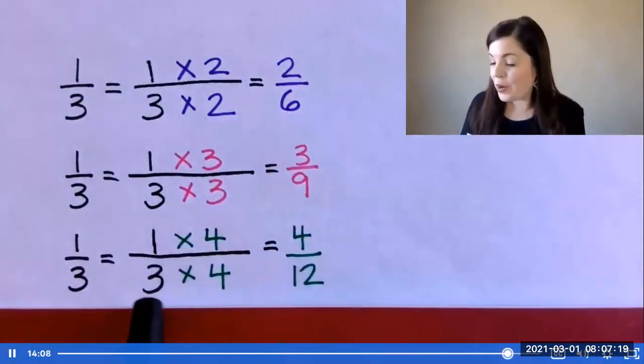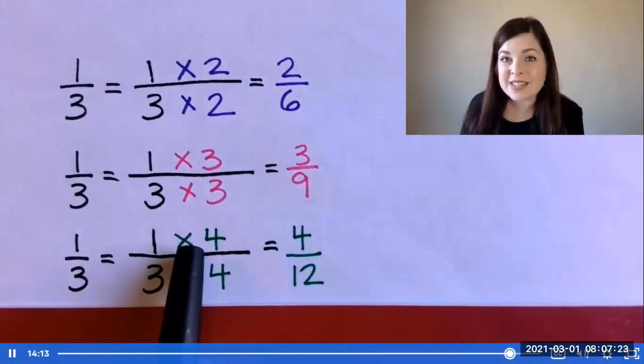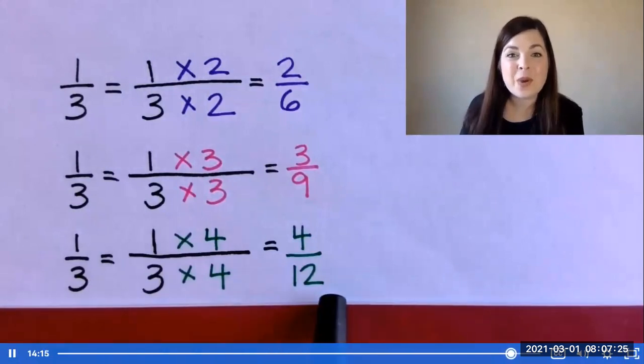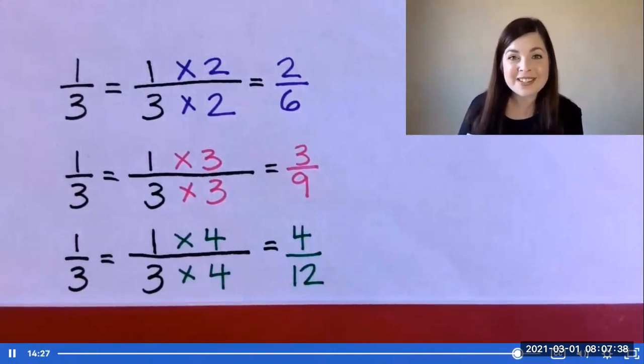Or maybe you quadrupled the number of units in the whole and quadrupled the number of selected units to find that 1/3 is equal to 4/12. Could you have also found 5 times as many units in the whole and 5 times as many selected units? Or 6 times as many? Absolutely. All of those would create equivalent fractions.